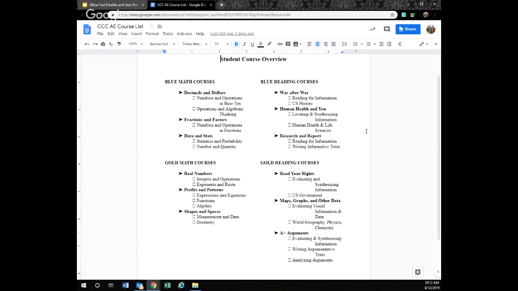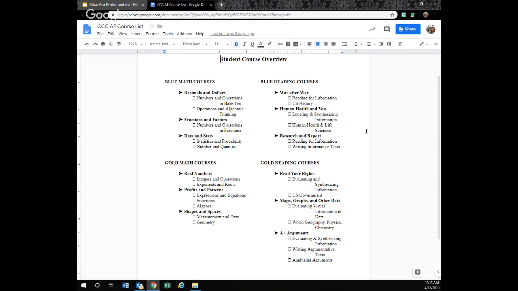Over here on the right are our reading courses, where it's a little more experimental. This is where we've really been working to tie things together and cut down on class time. In the blue reading courses, all three, the focus is on reading for information and then also writing information. And so reading something and then explaining it back in your own words.